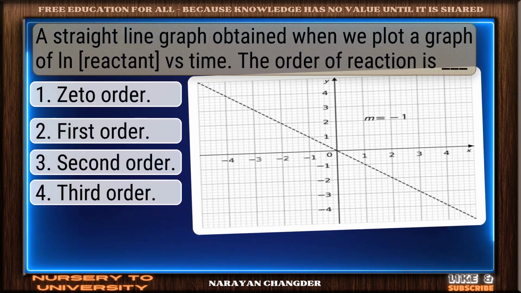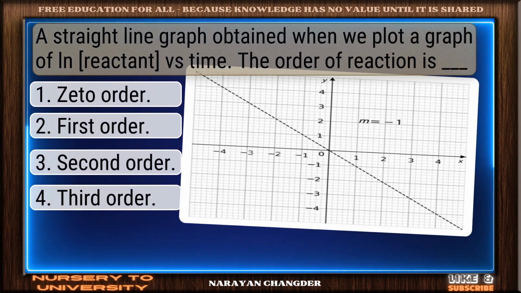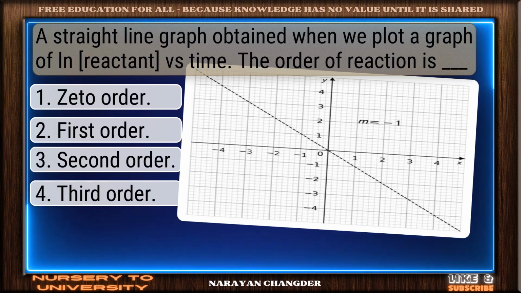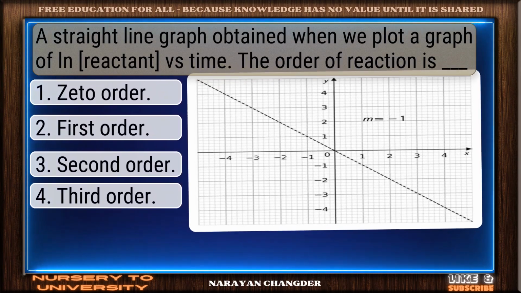A straight line graph is obtained when we plot a graph of ln[A] vs time. The order of reaction is dash. Option 1, zero order. Option 2, first order. Option 3, second order. Option 4, third order.